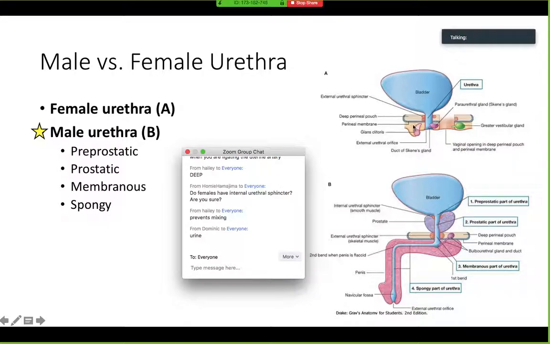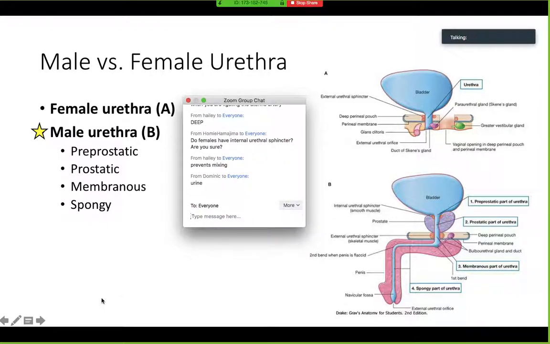And yeah, now that I'm looking at this, I think you may be right. I don't think they have an internal urethral sphincter, which makes sense because you're not worried about the mixing of anything as a female when you urinate. So, yeah, you're right. So females just have an external urethral sphincter. But the most important thing to know is the 4 parts of the male urethra. So make sure that you know these 4 parts because I'm pretty sure that they have a model of this somewhere that they could use to tag each of the parts.